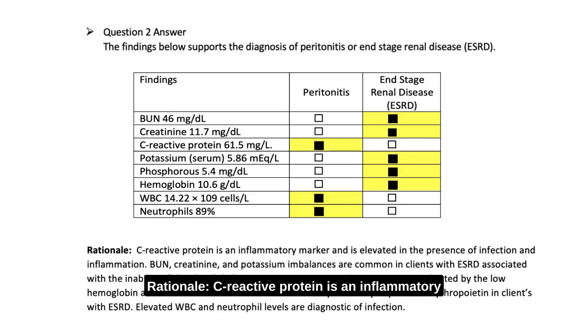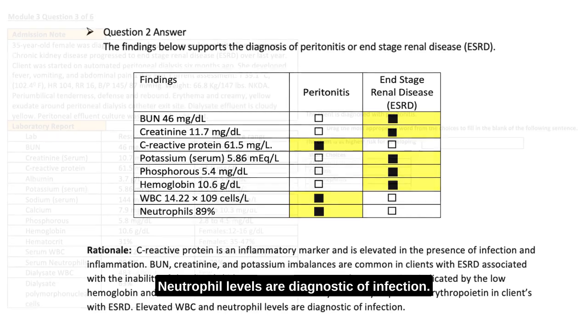Rationale: C-reactive protein is an inflammatory marker and is elevated in the presence of infection and inflammation. BUN, creatinine, and potassium imbalances are common in clients with ESRD associated with the inability of the client's kidneys to excrete waste products. Anemia is indicated by the low hemoglobin and hematocrit. This is a result of the kidney's inability to produce erythropoietin in clients with ESRD. Elevated WBC and neutrophil levels are diagnostic of infection.